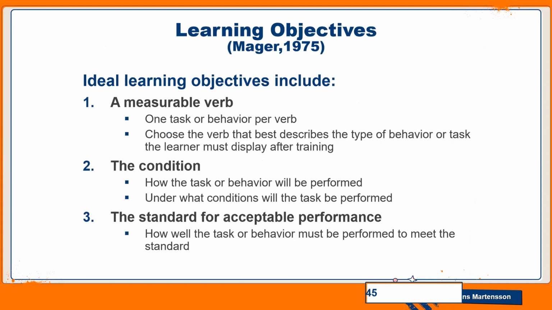So you can see that this objective is behavioral. Still on learning objectives, they should include a measurable verb, 1 task or behavior per verb. Choose the verb that best describes the type of behavior or task, and the condition as well, how the task or behavior will be performed, and the standard for acceptable performance, how well the task or behavior must be performed to meet the standards.